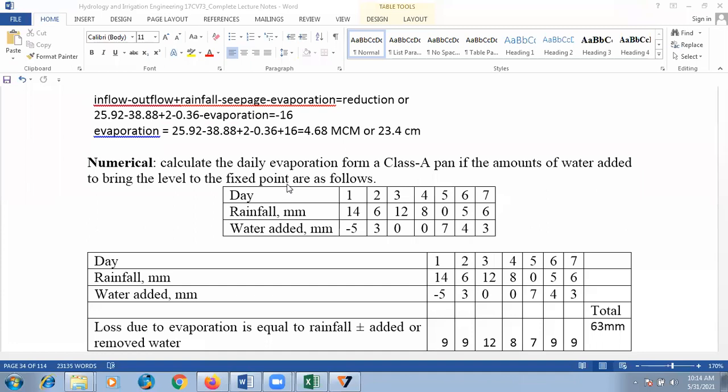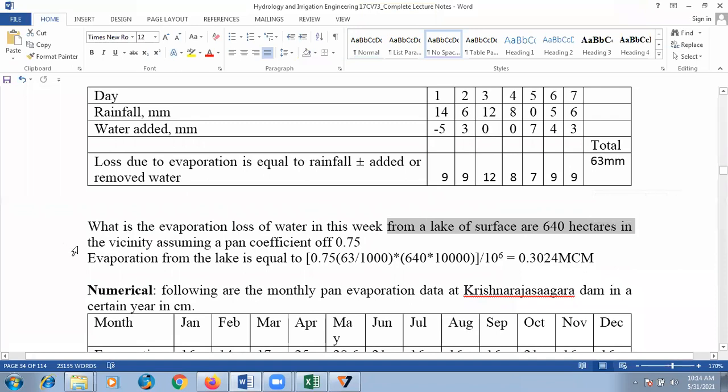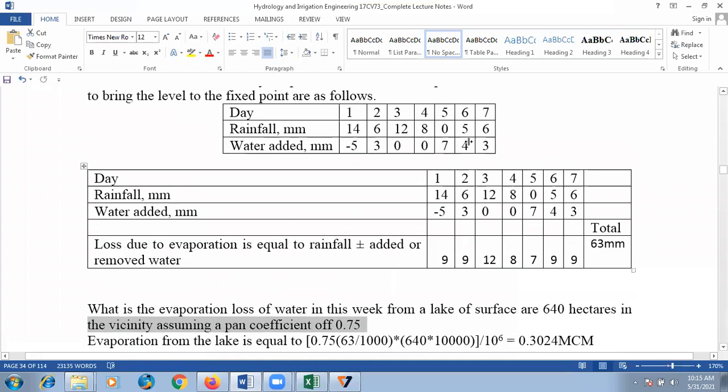So using this, we have to calculate what is the evaporation loss of water in this particular week from a lake of surface area of 640 hectares in the vicinity, assuming pan coefficient of 0.75. So this is the problem statement. Now just the same table I have taken here: day, rainfall, water added. Of course, minus sign again indicates water removed to keep it at certain level all the time, not to overwhelm the capacity of the pan which is being used for measurement of evaporation.